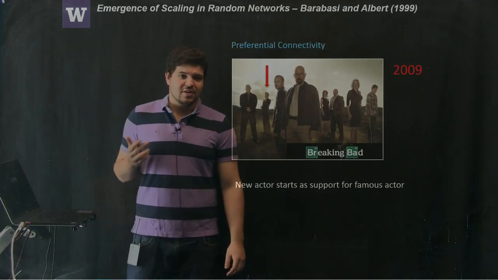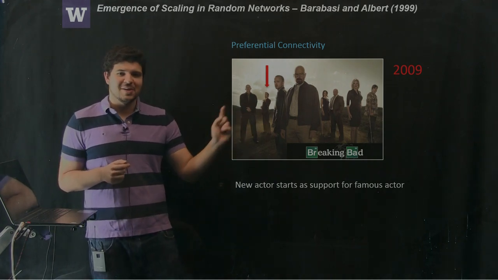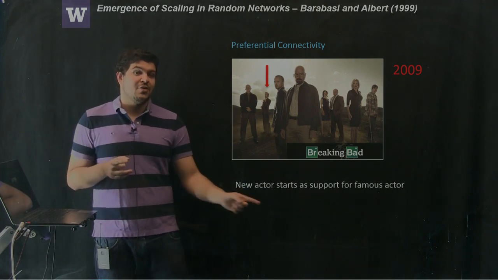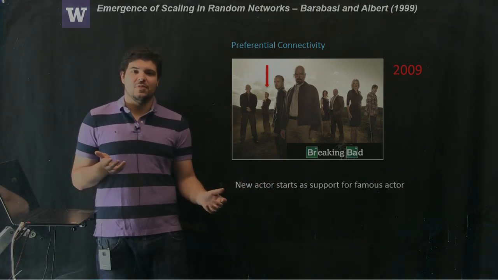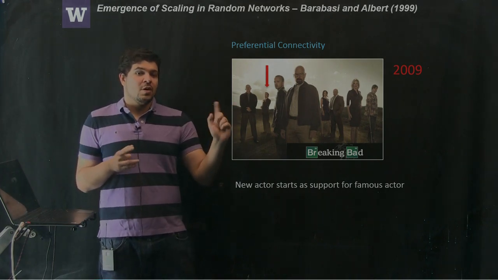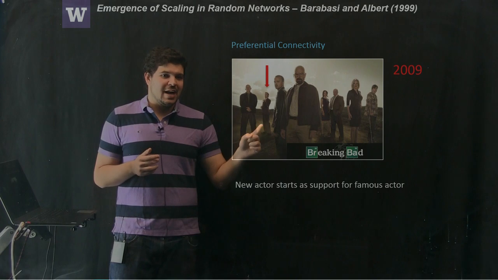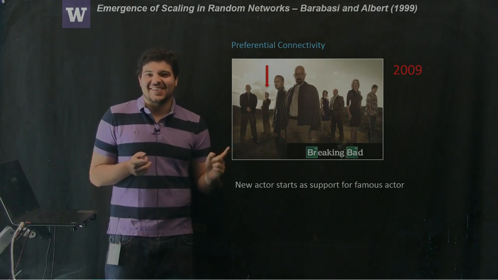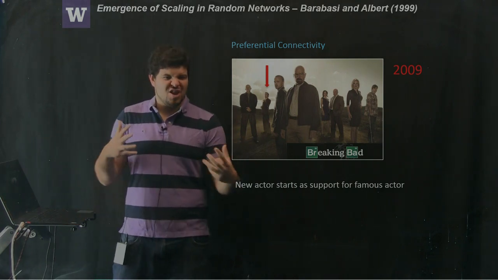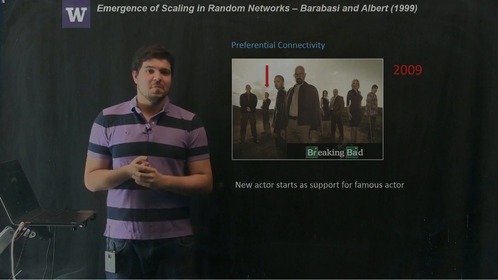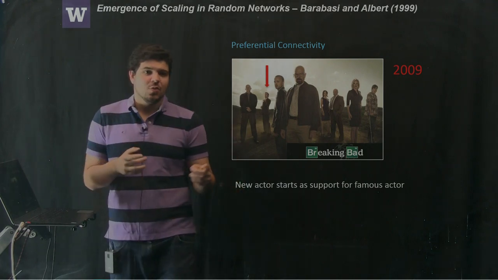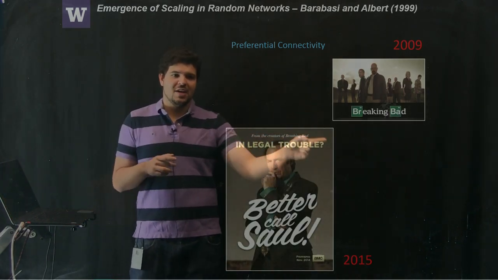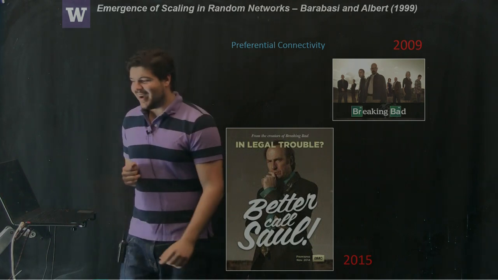Well, an analogy is that when a new actor, like Saul Goodman, enters a show, he doesn't get his own show, right? He enters as a support for a famous actor. So the probability that Saul Goodman would interact with any of these other guys is smaller than the one that he would interact with Heisenberg himself, right? So Heisenberg has more probability because he is the senior actor in the show. So you want to construct that, and then eventually, once you connect with these guys, you may get your own show later on.